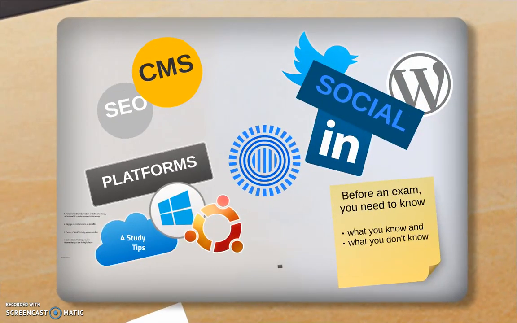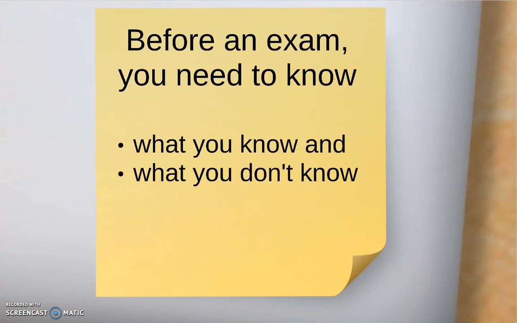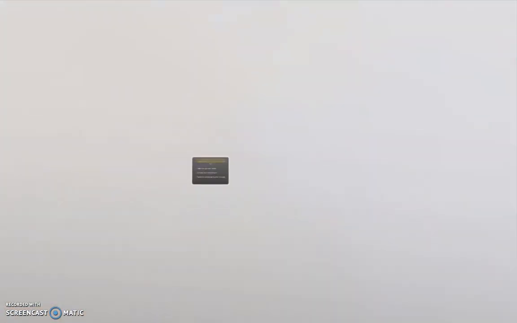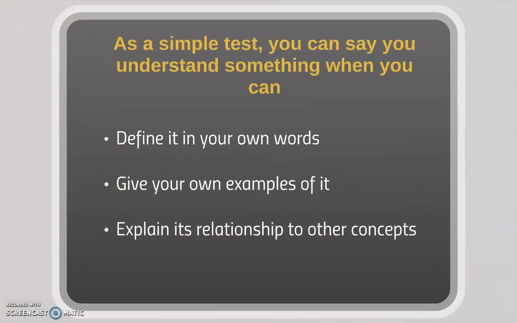How can you tell if you have learned something? Most students do not know whether they have learned something until an exam. You need to know what you know or what you do not know before an exam so you can prepare appropriately. As a simple test, you can say you understand something when you can define it in your own words, give your own examples of it, and explain its relationship to other concepts.